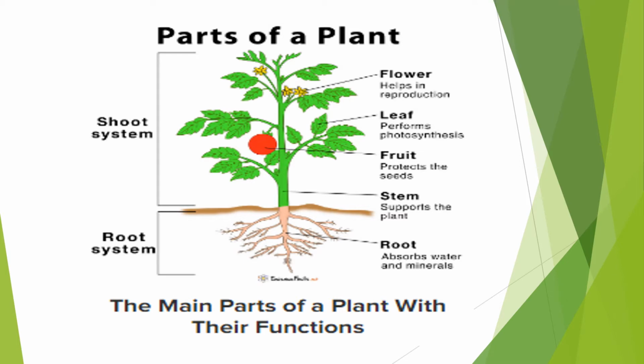Children, before we enter our topic, let us remember the parts of the plant. This is the plant, this is the root system and this is the shoot system. Roots, stem, fruit, leaf, flower. These are the main parts of the plant.